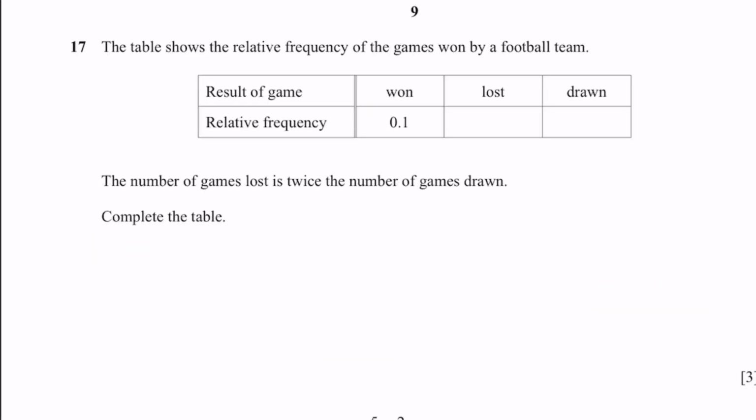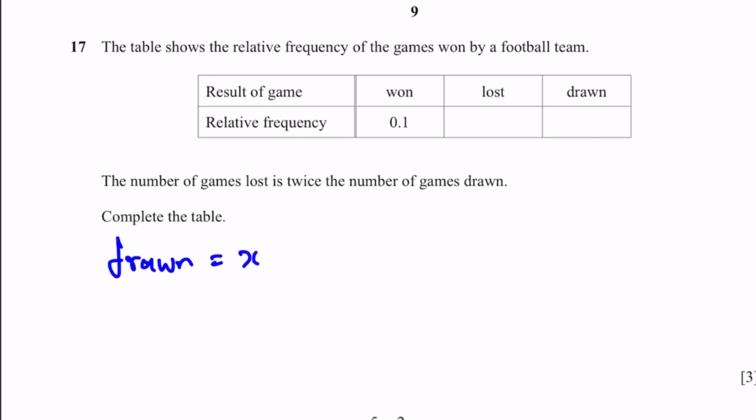Question 17. The table shows relative frequency of the games won by a football team. The number of games lost is twice the number of games drawn. Complete the table. First of all, we already know that the number of games won is 0.1 for relative frequency. So the number of games drawn, let's keep it as x.